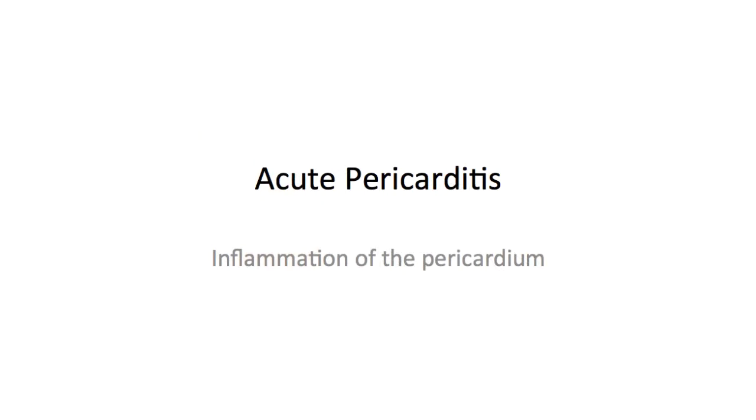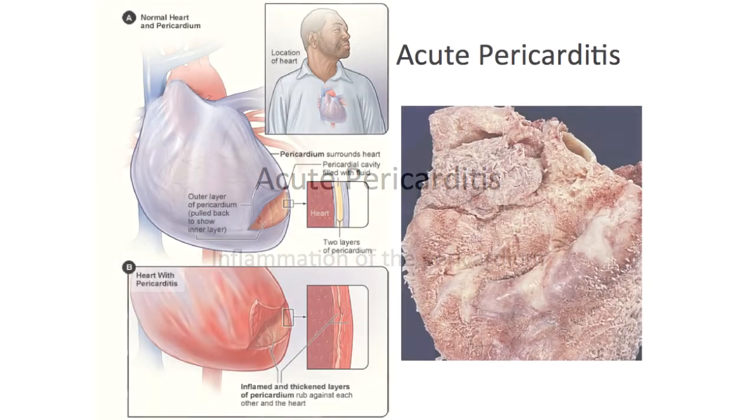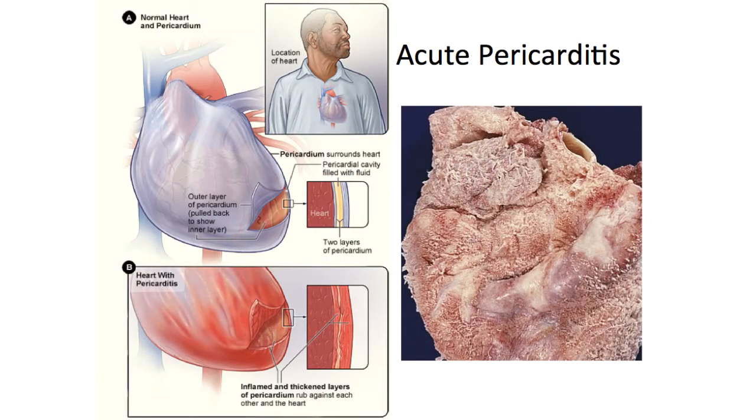Let's take a look at our first condition, acute pericarditis. Pericarditis is inflammation of the pericardium due to infiltration of leukocytes. With all inflammation, there's scar tissue formation. This process occurs in this case where the pericardium has a fibrous reaction with exudates and adhesions.